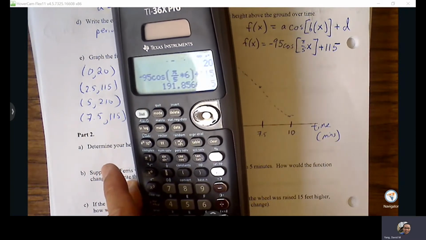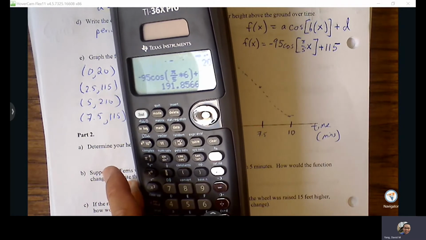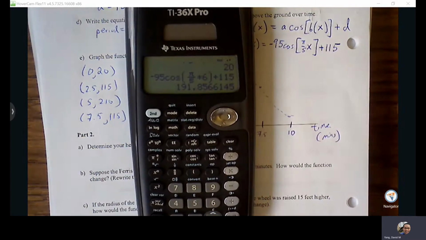Guys, after I finish this page, I'll come around and see if you have any questions about your calculator. I can help you with that. What do you round it to? I should round it to the nearest height, so I round it to 192.